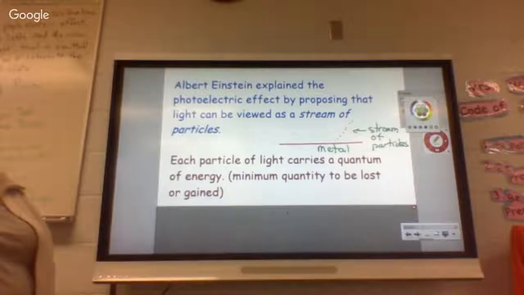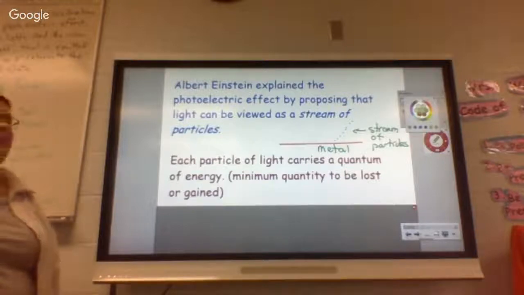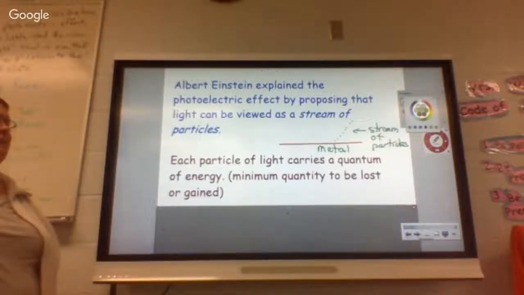So Albert Einstein explained the photoelectric effect by proposing that light can be viewed as a stream of particles. Now remember, light is a wave in the old definition of light. So to view light as a particle at this time was pretty revolutionary. So I've drawn little dots to represent the particles.